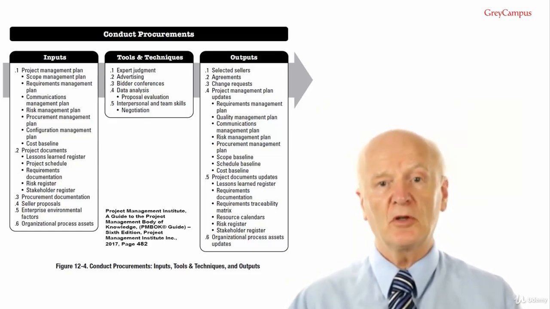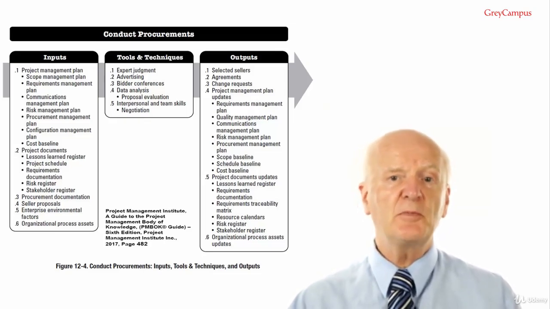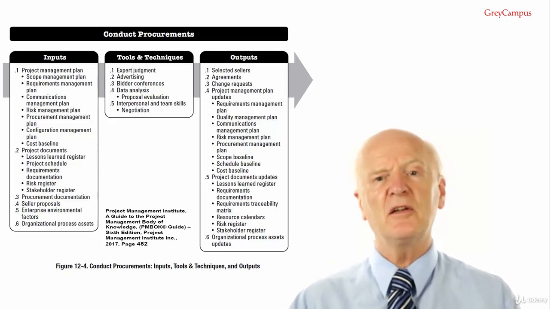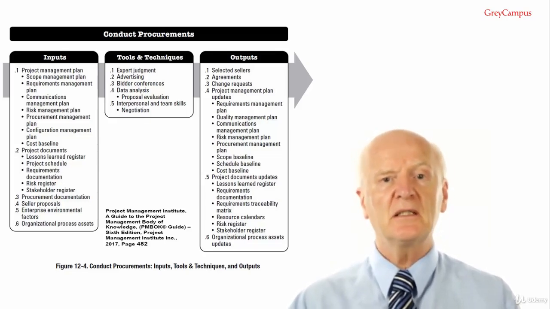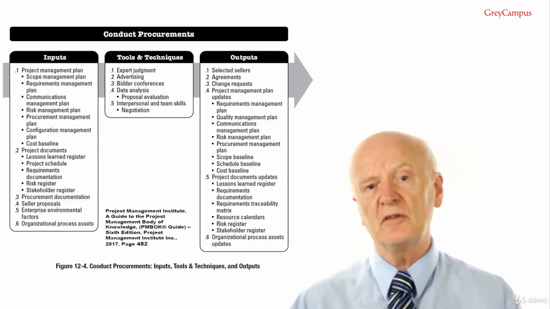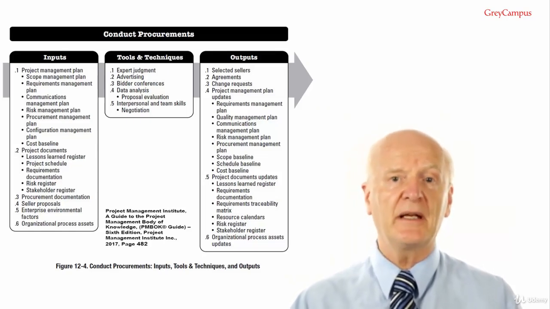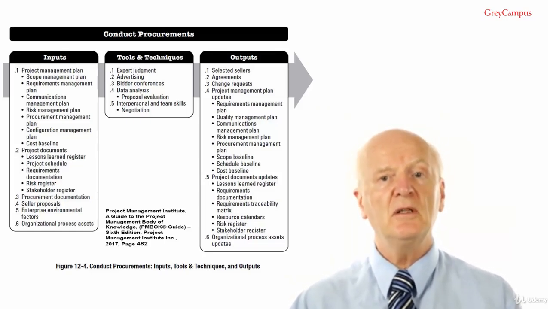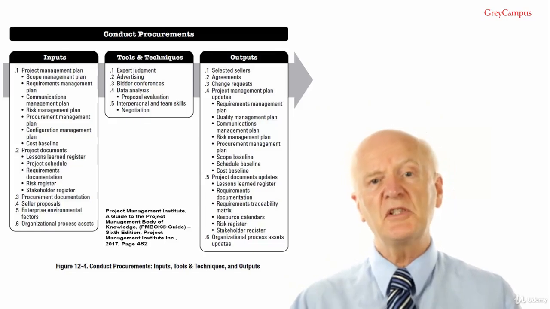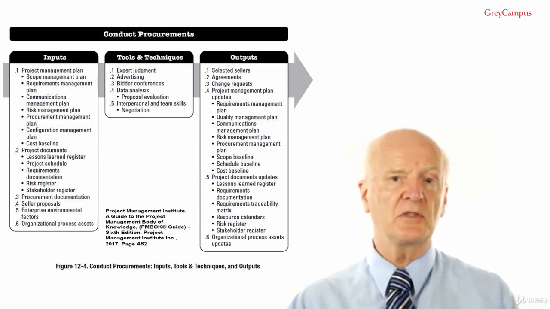Input number 3, the procurement documentation. This provides a written record used in reaching the legal agreement and may include other documents predating the current project. Procurement documentation can include bid documents such as a request for information, a request for proposal, request for a quote, etc. to enable sellers to develop a bid response.